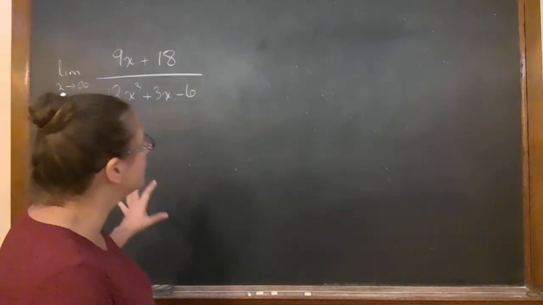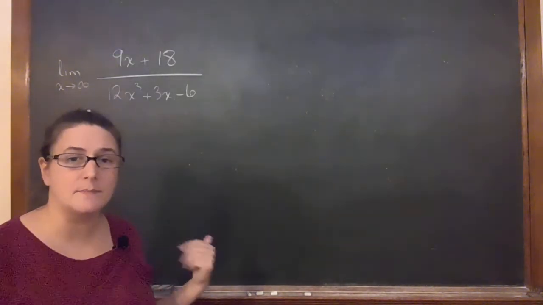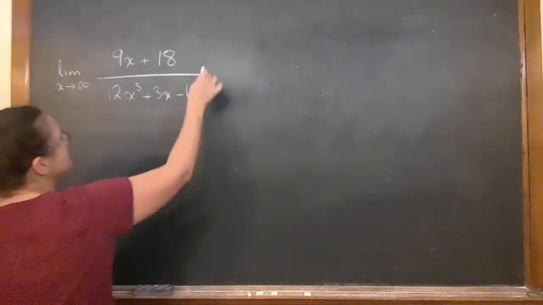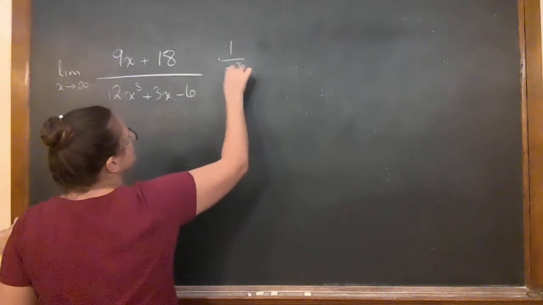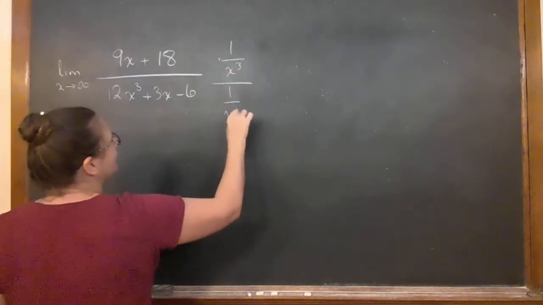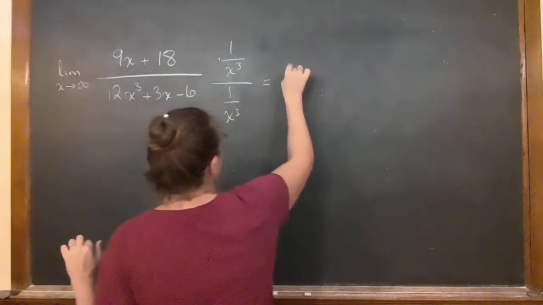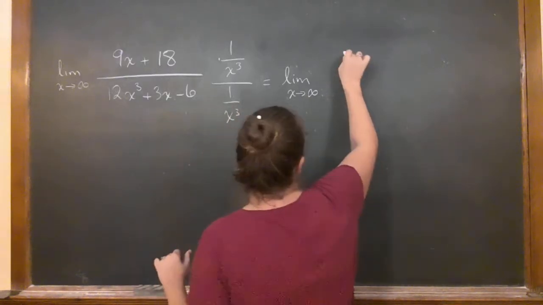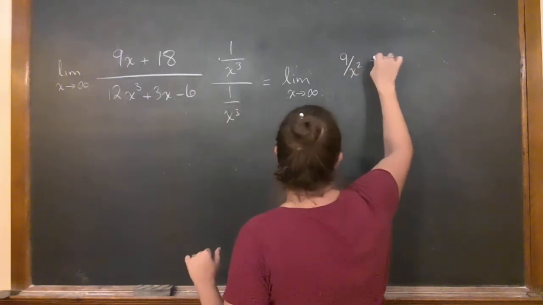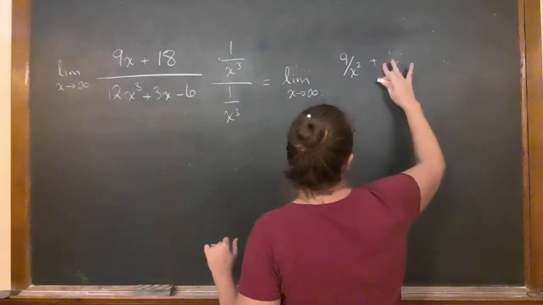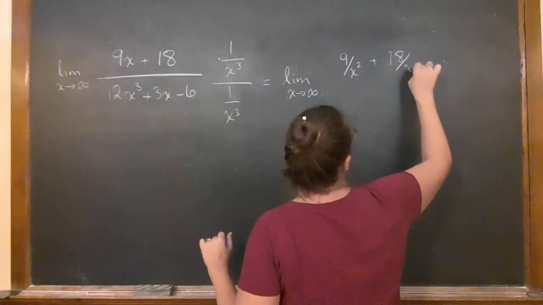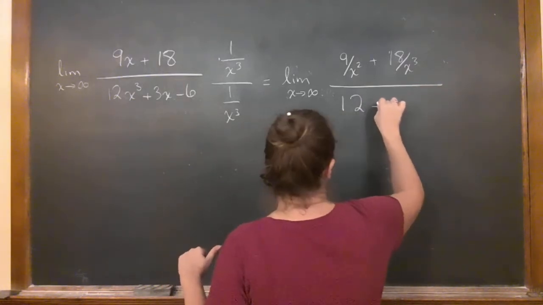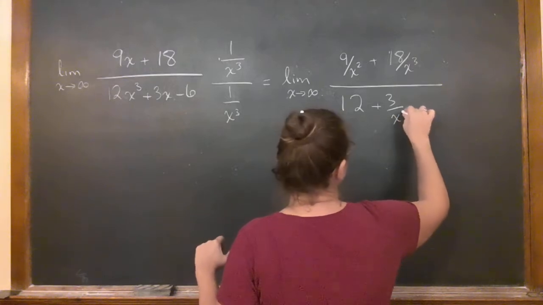But we're going to show it with the same technique. We're going to divide top and bottom by the highest power. In this case, x cubed is the highest power, right? So I do 1 over x cubed over 1 over x cubed. Write this out. And I'm going to get 9 over x squared plus 8 over x cubed, sorry guys, I know it's not very clear, and then I have 12 plus 3 over x squared minus 6 over x cubed.